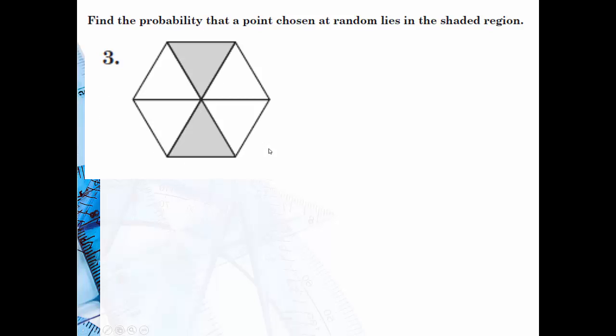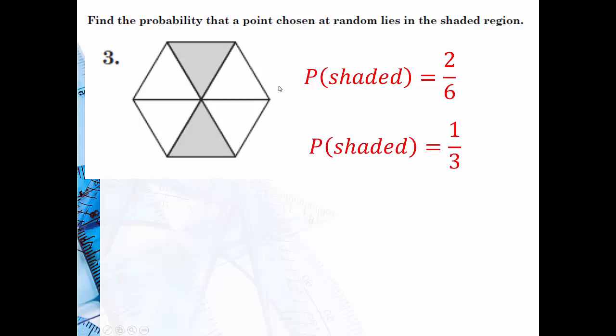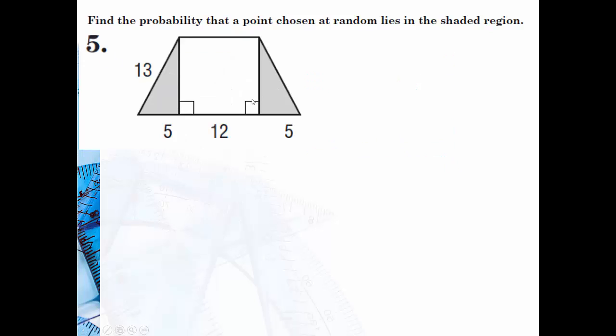Now, you could normally do areas here, but since these are obviously equal areas, being a hexagon here, I can just count up the areas that are shaded, so it's 2 out of 6, or 1 out of 3. This next problem is a little closer to what you deal with in an area problem for probability.